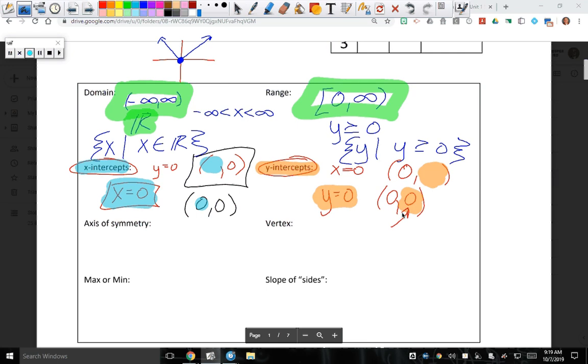Okay? Axis of symmetry. Okay, so let's go with symmetry. Anna, what is axis of symmetry? What do you think it means?